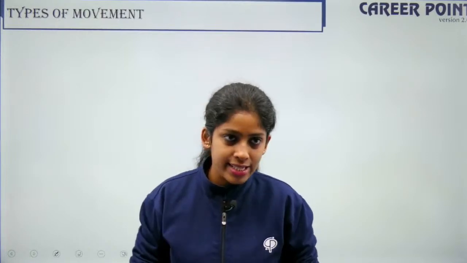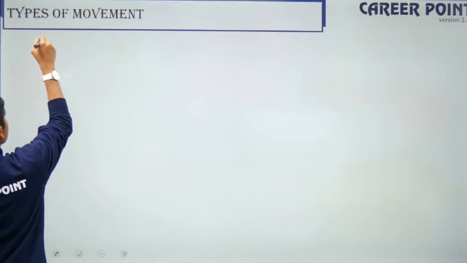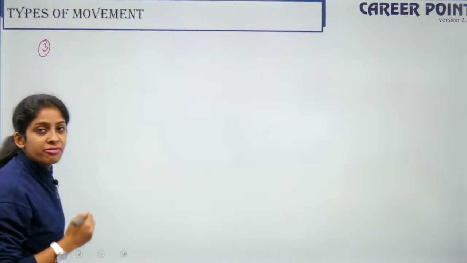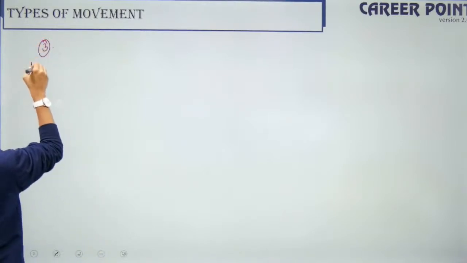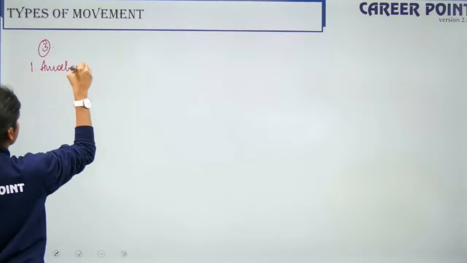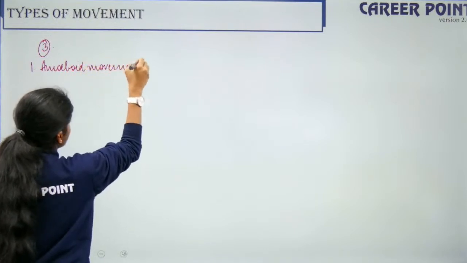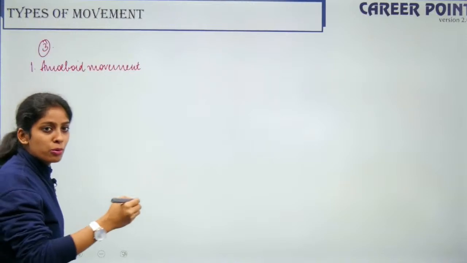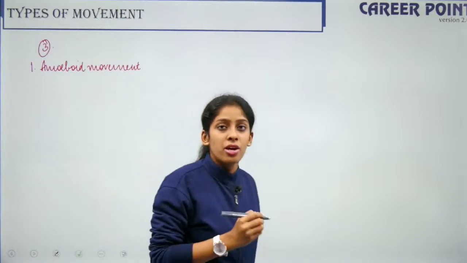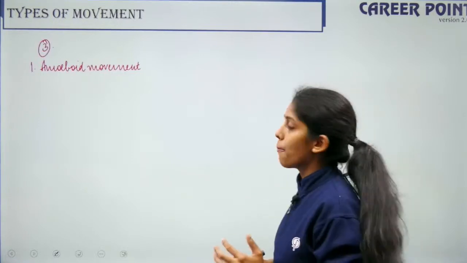Okay, Bhavya? Yes? Okay, so what are the types of movement? We have 3 main types of movement. What is the first type of movement? The first type of movement we spoke of is amoeboid movement, right? Just like how an amoeba moves with the help of pseudopodia, these cells also show amoeba-like movement, so that is amoeboid movement.